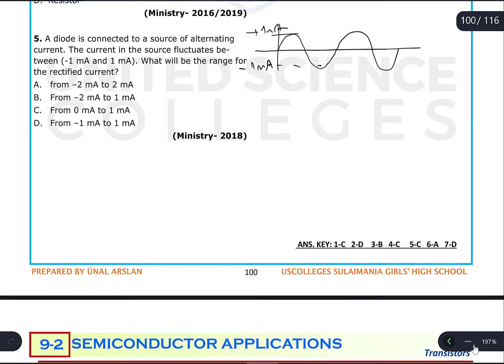But in the rectifying circuit, when we use a diode, the diode crops one part, it can crop the negative part or positive part depending on how you connect the diode, but this time output current after passing through the diode will change between 0 and +1 or 0 and -1. So in the choices it's given 0 milliampere and +1. The answer also could be given as 0 milliampere and -1, but it's not given in the question. That's why C is the correct answer in here.